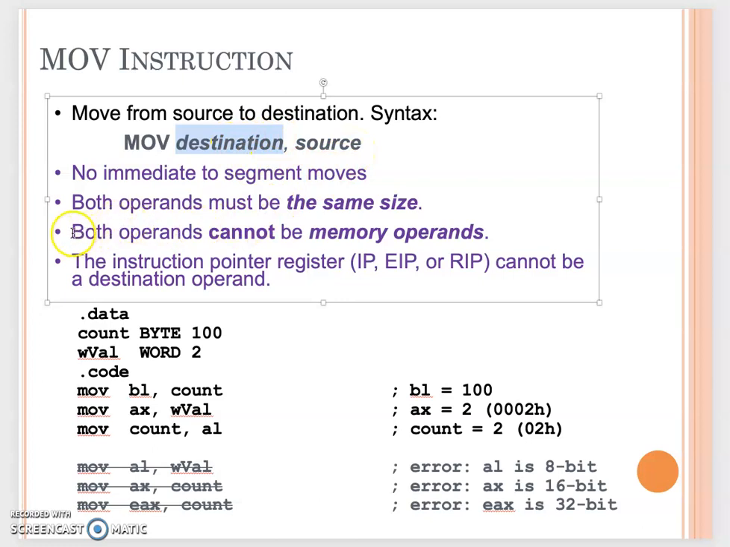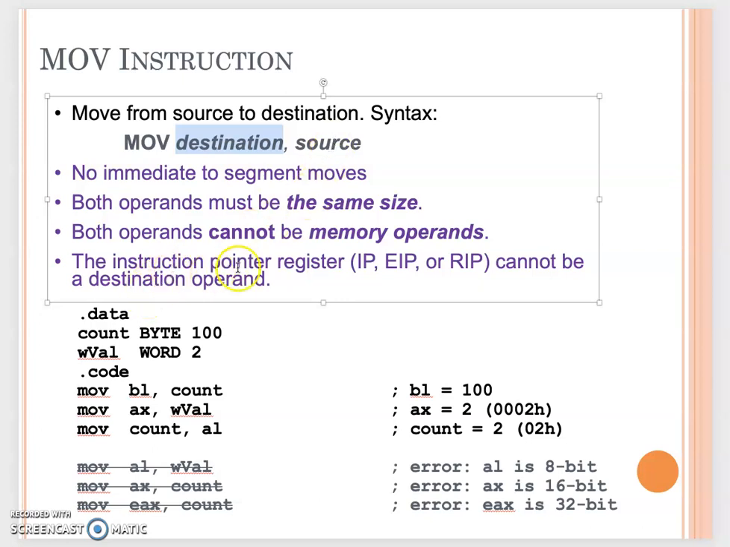The last one is important for your chapter 3 assignment 4. Both operands cannot be memory operands. That means if you want to use a memory operand, there can only be one of them. So what can the other one be? If your destination operand is a memory operand, then your source can be a register or an immediate value, just not a memory operand.